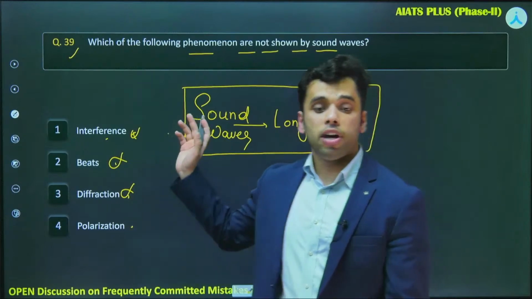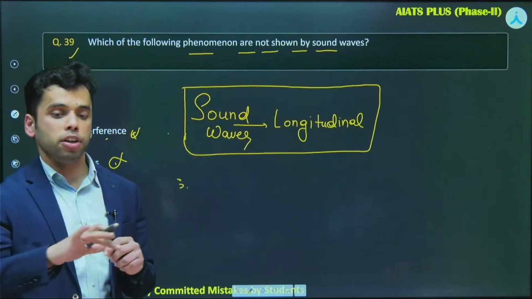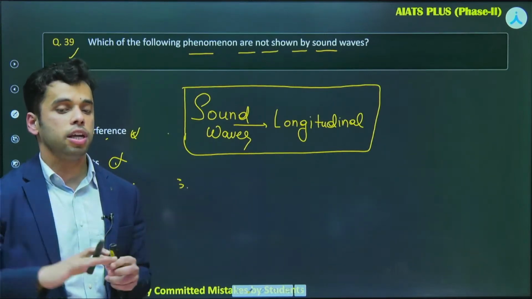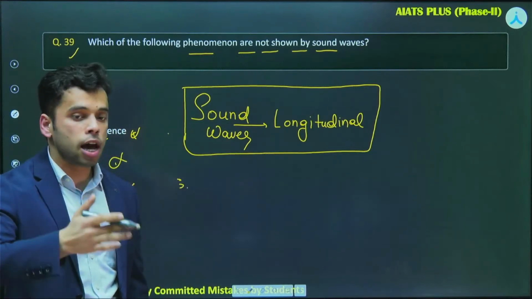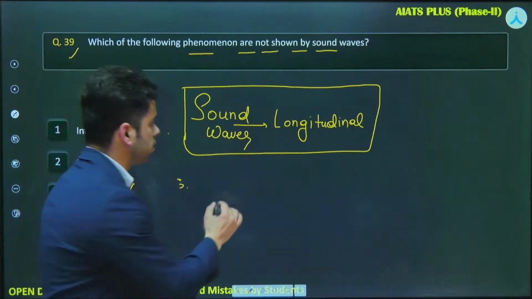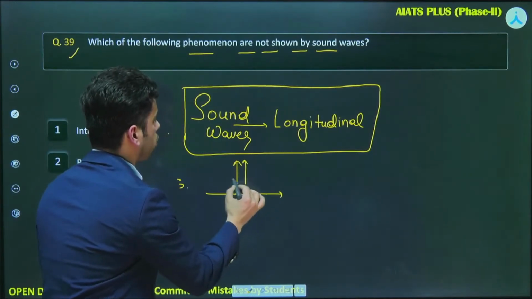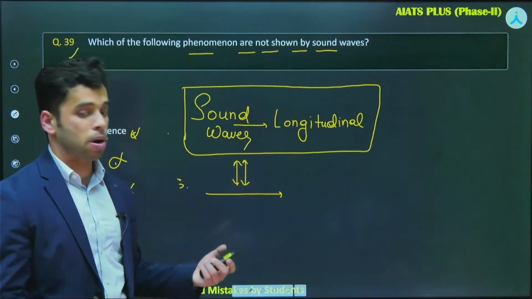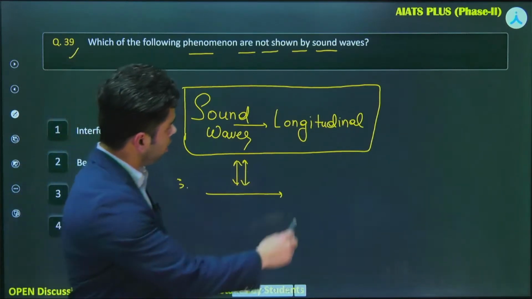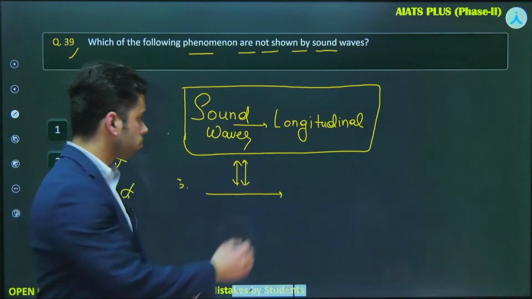See, the very basic nature of sound waves is that they are longitudinal in nature. And if a wave is longitudinal in nature, there is no vibration in the direction perpendicular to the propagation. If this is the direction of propagation, there will be no vibration perpendicular to it. And if there is no vibration perpendicular to the propagation, then there is no use of polarization because this is already polarized.